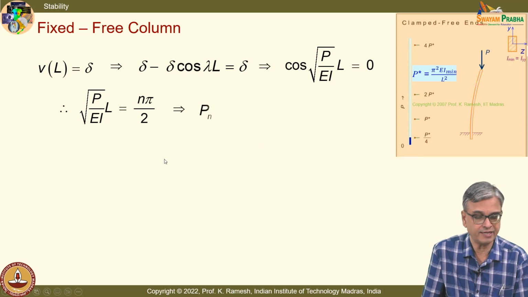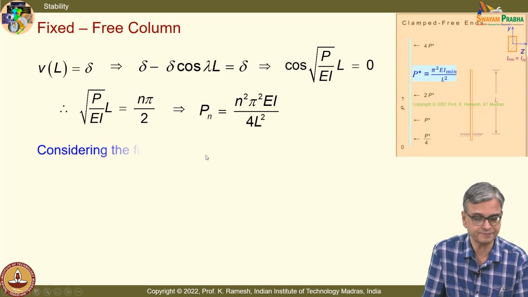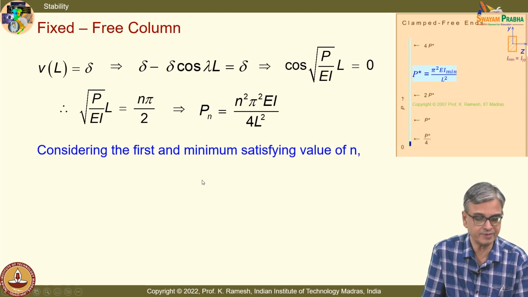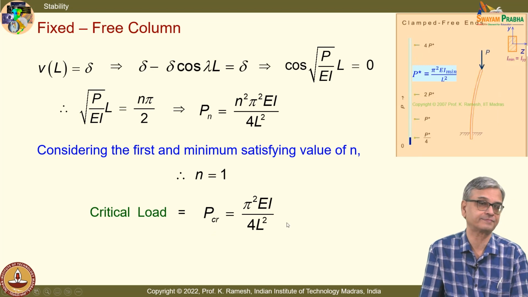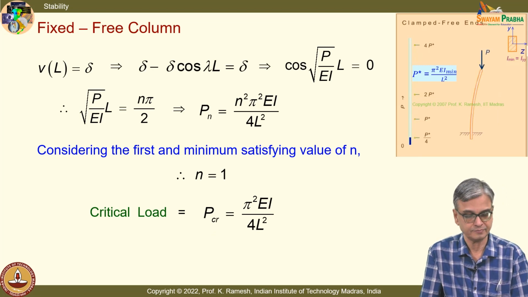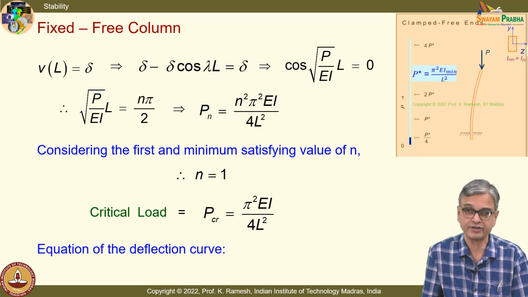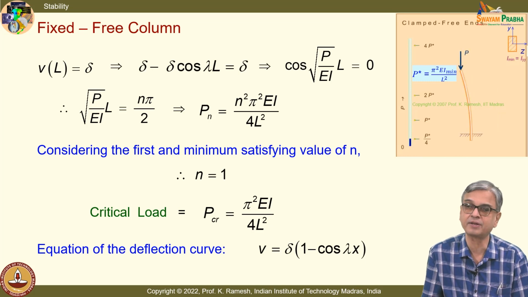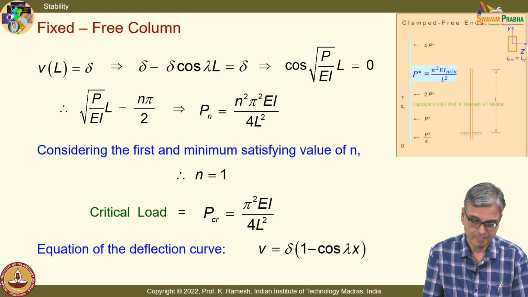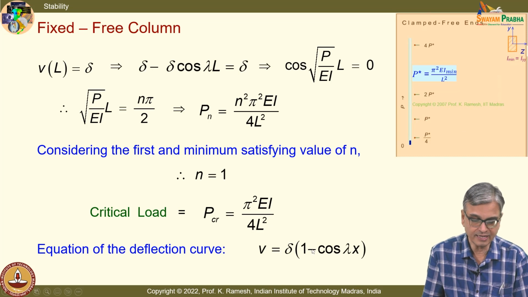and you get the critical load as n squared pi squared EI by 4L squared. Considering the first and minimum satisfying value of n equal to 1, I get the critical load as pi squared EI by 4L squared. Equation of the deflection curve: v equal to delta into 1 minus cos lambda x. So, this is another form of analysis.